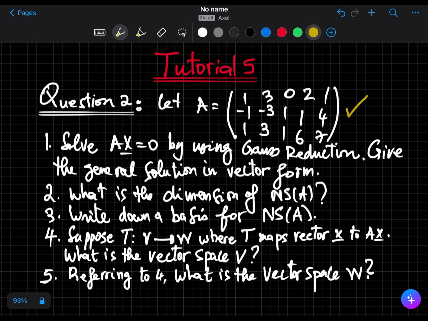You have a given matrix, a 3 times 5 matrix, and you are asked to solve Ax equals 0 by using Gauss reduction and to give the solution in vector form. Then, what's the dimension of the null space of A, and write down the basis of the null space of A. Then suppose that the transformation T that takes V to W, where T maps vector x to Ax, write down the vector space V, and then referring to 4, write down the vector space W.